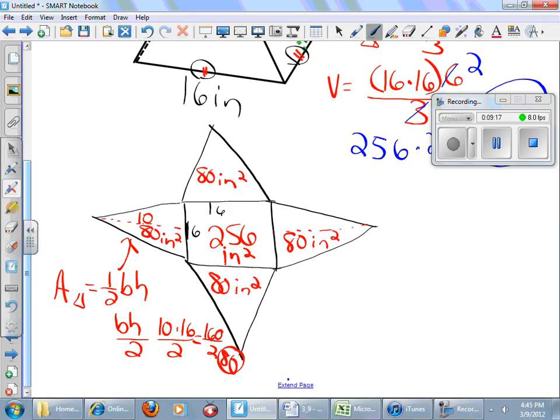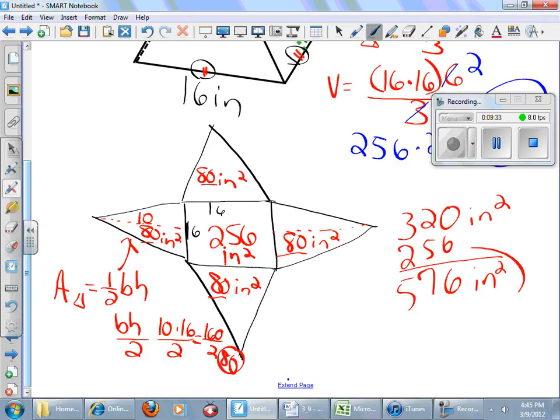All right, well now I'm going to look. I've got 80, 80, 80, and 80. 8 times 4 is 32, so that must be 320 inches squared. And then I have my 256, 256 plus 320 is 576. And there you go. There's the surface area of the pyramid.